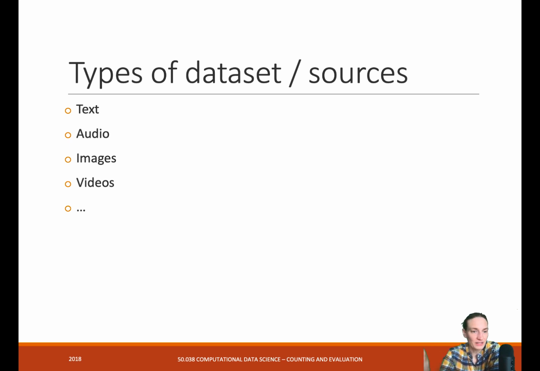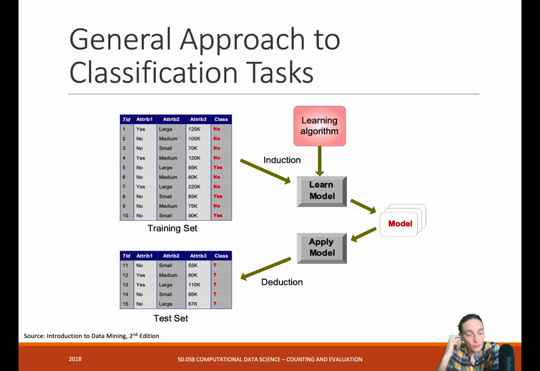How you represent them in the end doesn't make much difference. The algorithms that you will be using will be the same. So we'll have a general approach to classification tasks. We will have a training set and a test set. So we're splitting up our data set. And this is a typical split here. We have about 2/3 for the training set and 1/3 of the data for the test set.